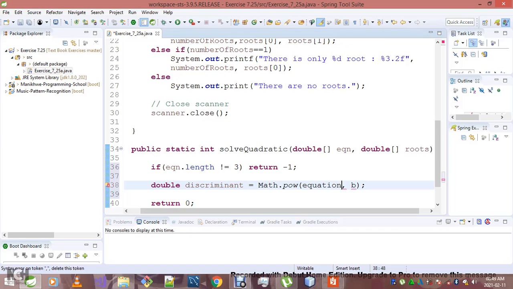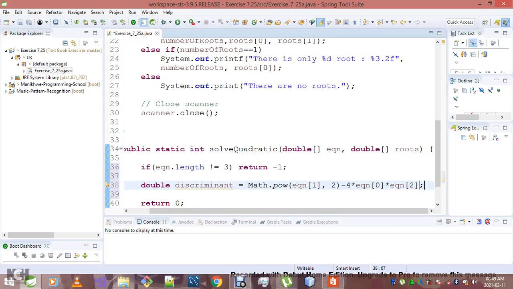So I'll put equation. I wanna put a squared, or discriminant, it's actually b squared minus 4ac, right? Yeah. So we gotta put b squared minus 4ac, minus 4 times a times c. I hope that is clear to everyone.